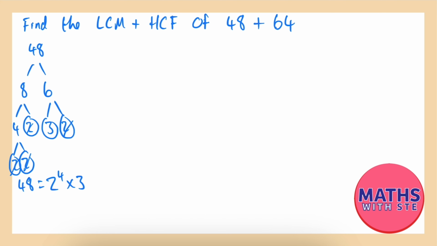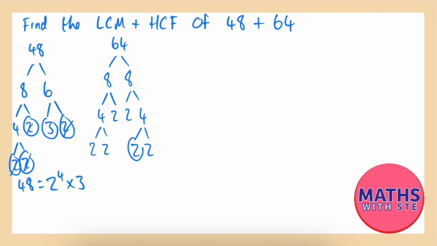Okay, I'll do the same thing for 64 now. What goes into that? 8 and 8, isn't it? And for 8 and 8, we've got 4 and 2, 2 and 2. Let's just circle those: 2, 3, 4, 5, 6. So 64 equals 2 to the power of 1, 2, 3, 4, 5, 6, to the power of 6.